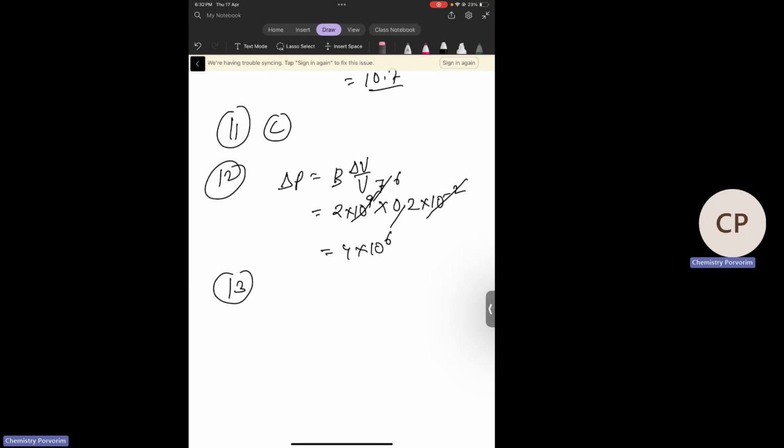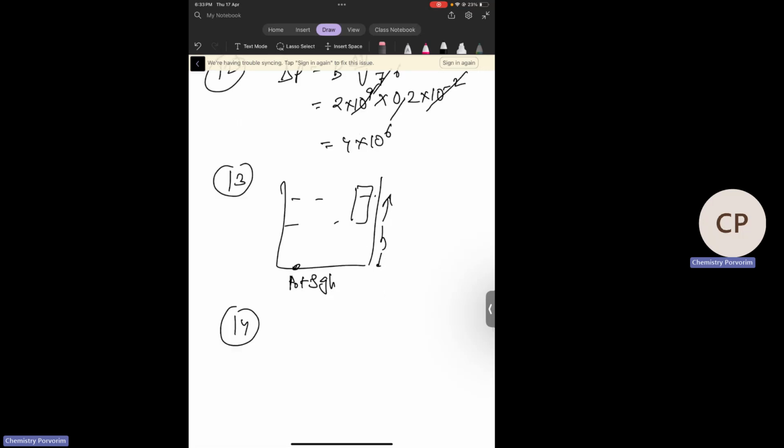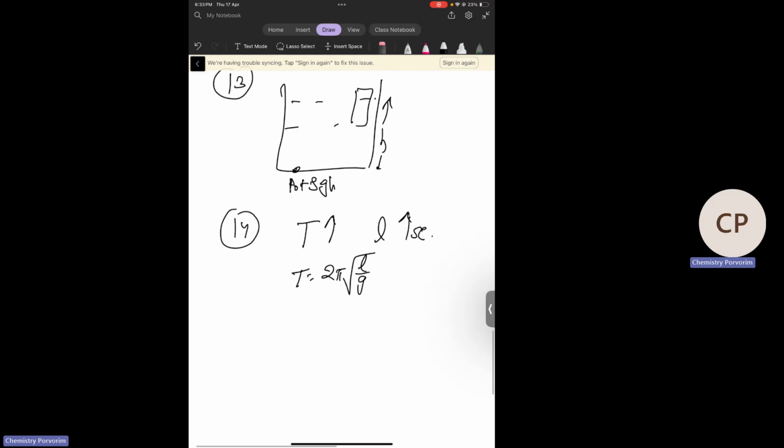A block of mass m is floating in a fluid of density rho s1. The pressure at the bottom of the container. This height is h. So pressure at this point is P naught plus rho g h. Option A. 14. As the temperature of the light metallic string of a simple pendulum is increased, when temperature increases then length will increase, and if length is increasing then time period, which is 2 pi under root L by g, will increase. Option A.